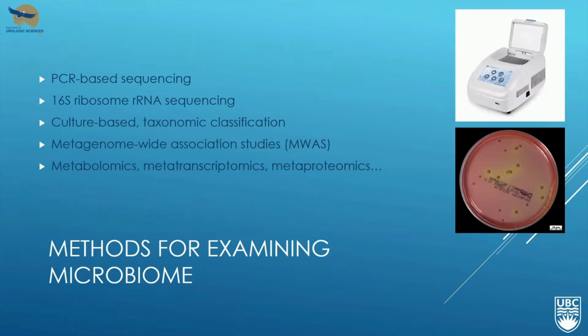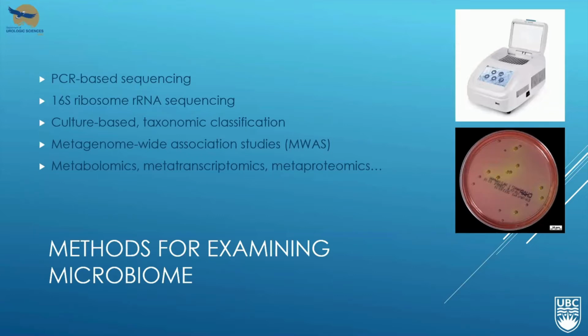Some of the typical methods for examining the microbiome classically have been using a combination of PCR-based sequencing and culture-based methods. 16S ribosomal RNA sequencing has also been used, as we saw with the Human Microbiome Project. Previously, there was also culture-based taxonomic classification, looking at different characteristics of different bacteria and classifying them in that regard.